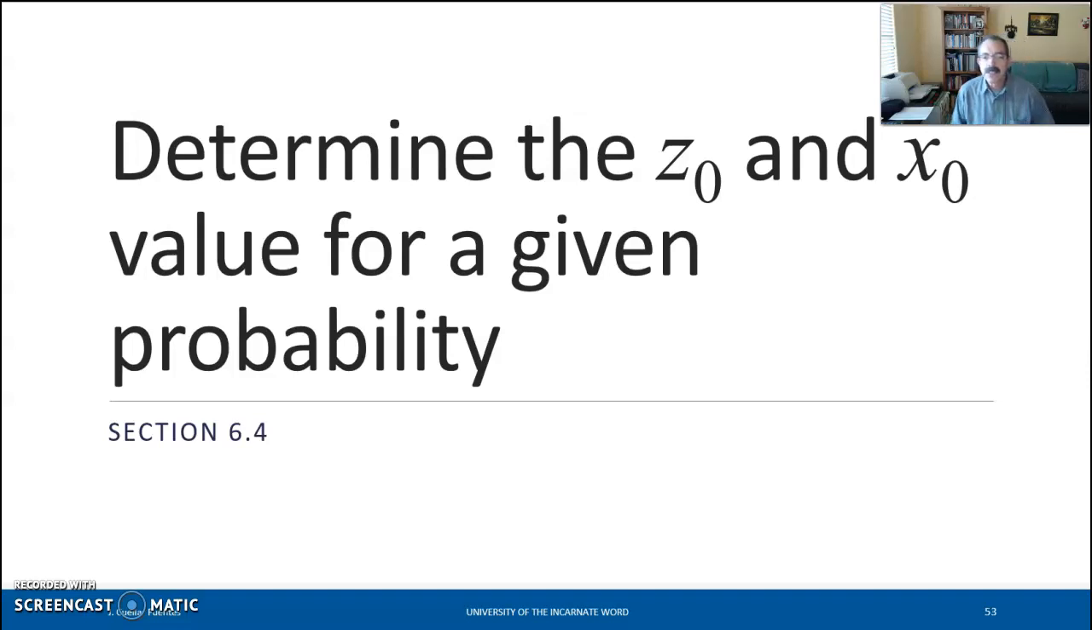This is part 6 of the module 6 lecture. In this case, we're going to learn to find either a z-value or an x-value from a given probability.